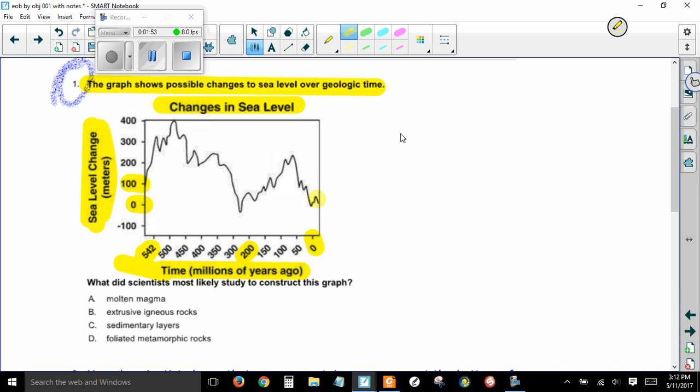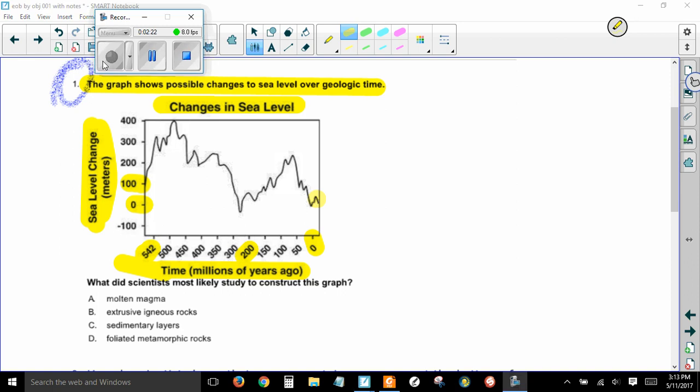So now we read the question. What did scientists most likely study to construct this graph? Molten magma? I don't have anything to do with the ocean. Extrusive igneous rocks, sedimentary layers, foliated metamorphic rocks. Okay? And sometimes what I do is I go back after I read the choices, I read the question again. What did scientists most likely study to construct this graph?